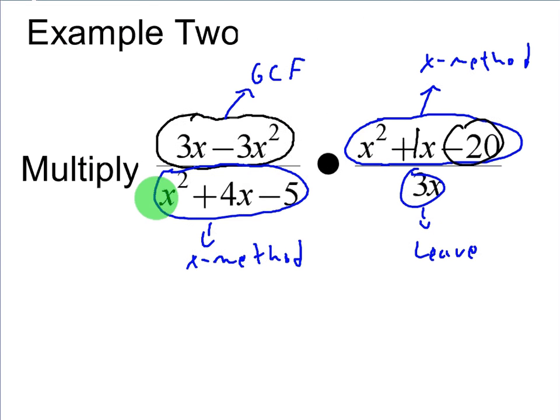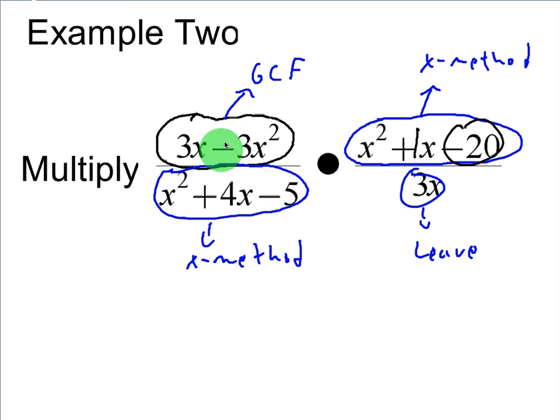So example 2. Now, I've already got everything labeled as far as how we're going to factor this, but let's just go through each one of these. Let's read the question first. 3x minus 3x squared over x squared plus 4x minus 5 times x squared plus x minus 20 over 3x. So on the top left, we're going to be pulling out a GCF. What would that be? 3x. The bottom, we're using the x method because it's 3 terms. The top right, x method, 3 terms. Bottom right, can't do much with 3x, right? It's just a single term, so just going to leave it that way.